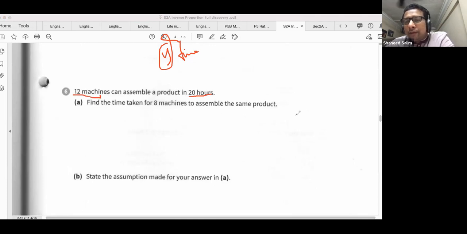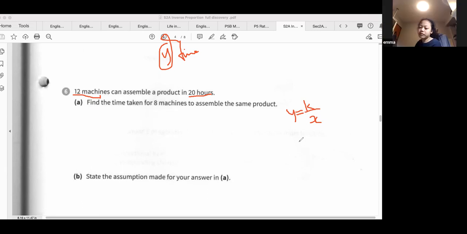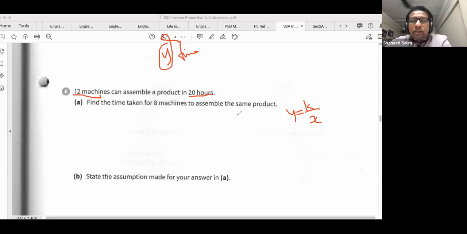Can you find K first? What's the formula? Y equals K over X, right? Inverse proportion, right? This is now the topic on inverse proportion, but later on we'll come to how to identify it. So now you can find K. Can you find K, please? 240. Congratulations.